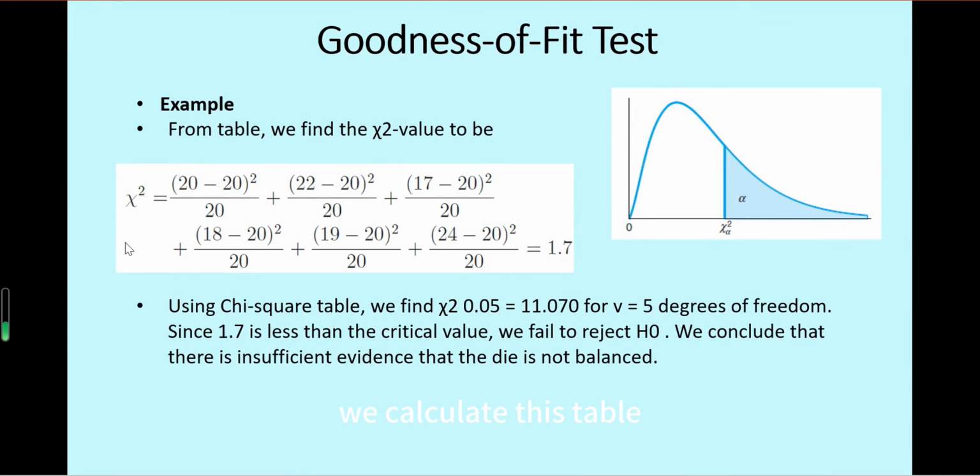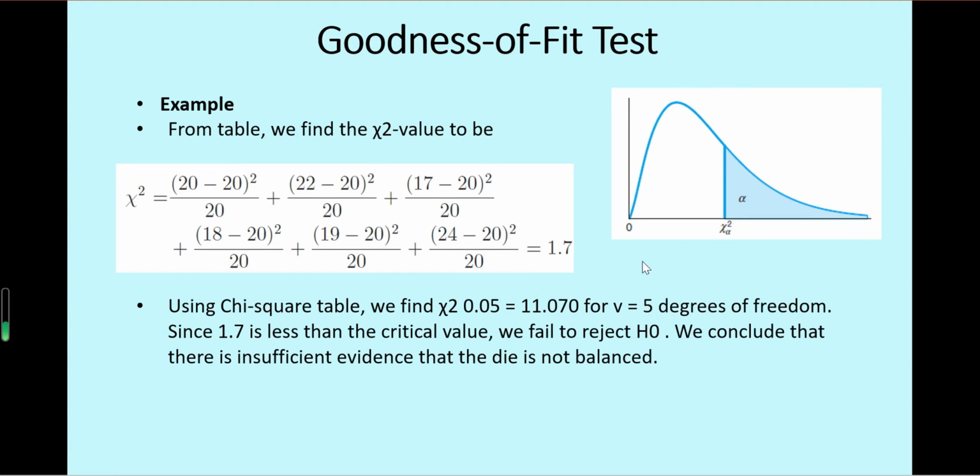So we calculate this table, with values from each cell, where this is the difference between the expected and observed value, squared and divided by the expected value. So we got this test statistic equals 1.7. And if the die is fair, this value will follow a chi-square distribution with 5 degrees of freedom.